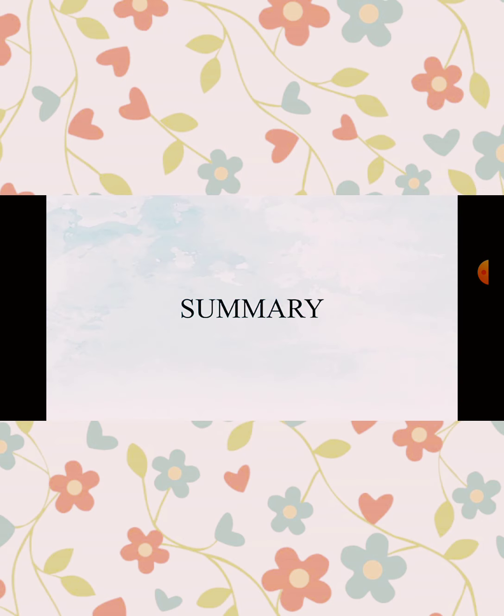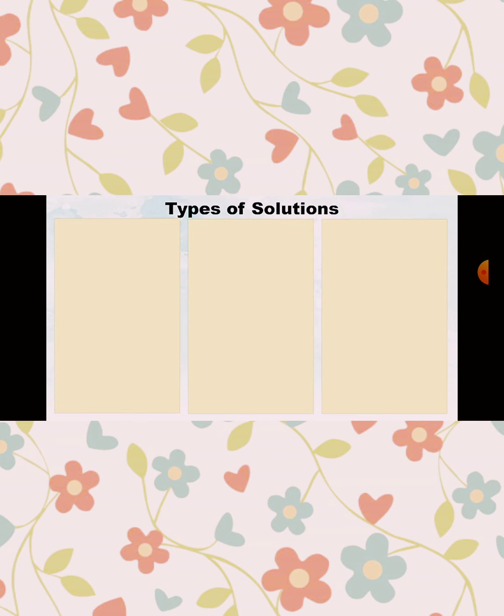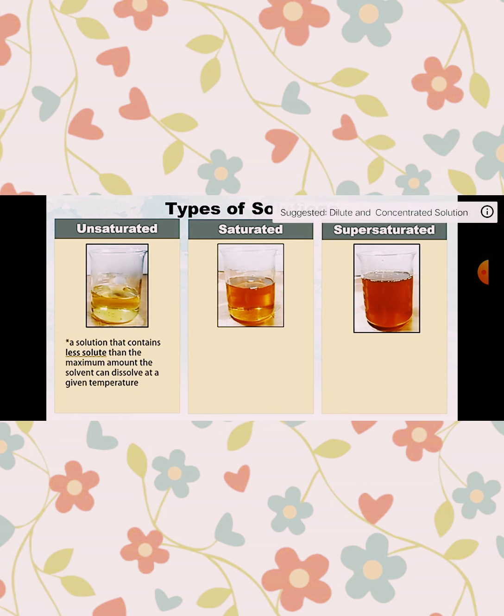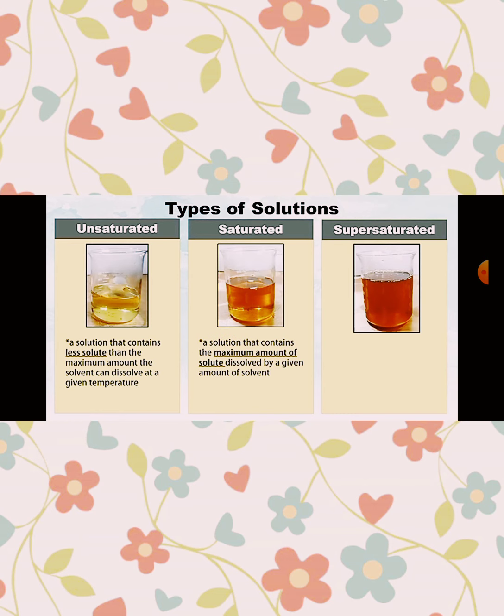Let us sum up. The three types of solutions are unsaturated, saturated, and supersaturated solutions. Unsaturated solution is a solution that contains less solute than the maximum amount the solvent can dissolve at a given temperature. Saturated solution is a solution that contains the maximum amount of solute dissolved by a given amount of solvent.